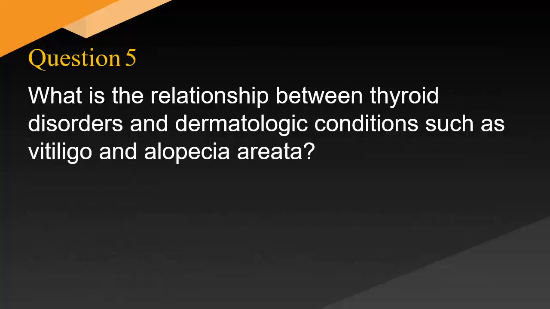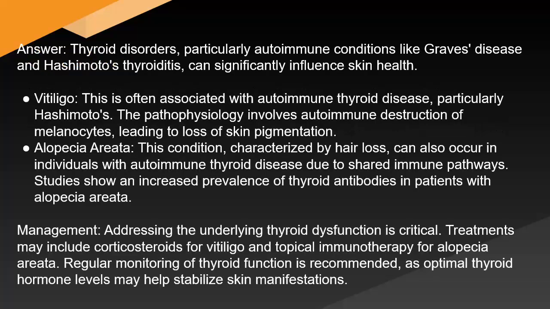What is the relationship between thyroid disorders and dermatologic conditions such as vitiligo and alopecia areata? Answer: thyroid disorders, particularly autoimmune conditions like Graves' disease and Hashimoto's thyroiditis, can significantly influence skin health. Vitiligo. This is often associated with autoimmune thyroid disease, particularly Hashimoto's. The pathophysiology involves autoimmune destruction of melanocytes, leading to loss of skin pigmentation.